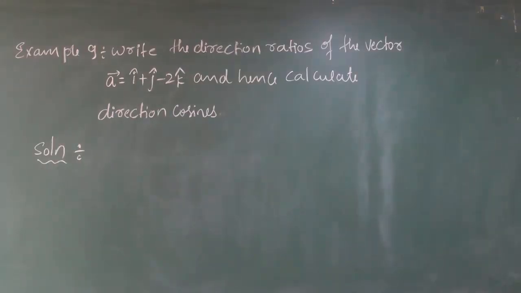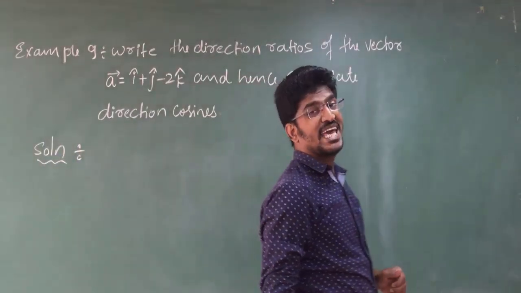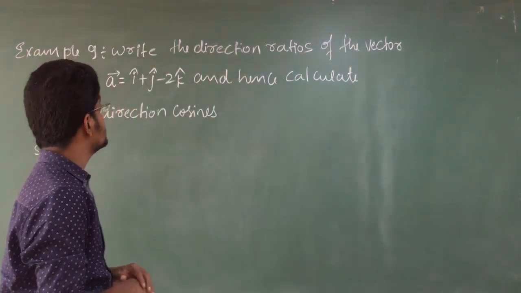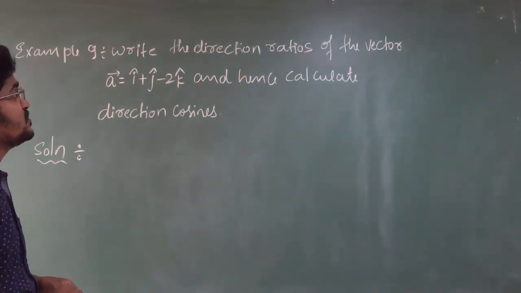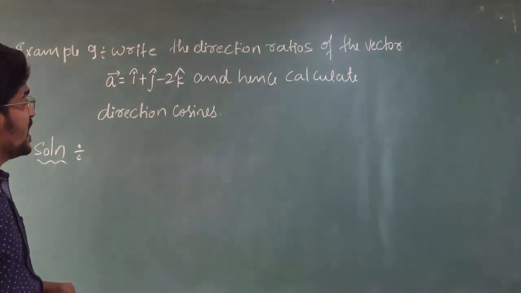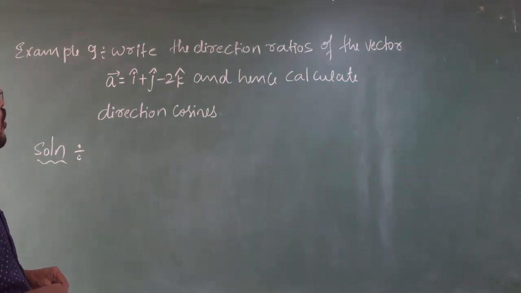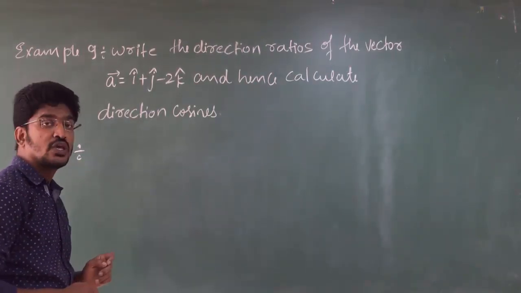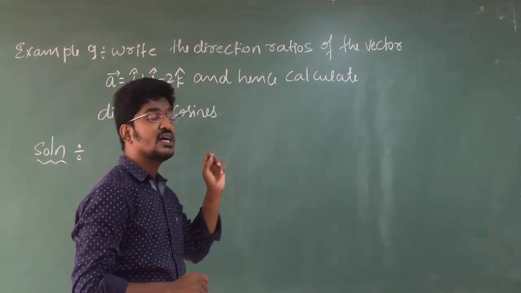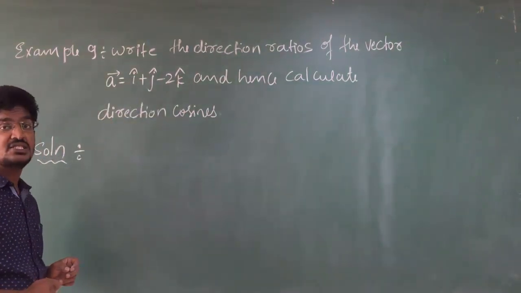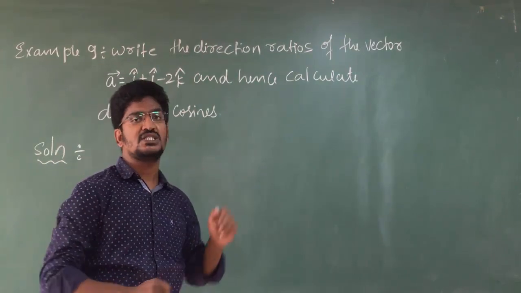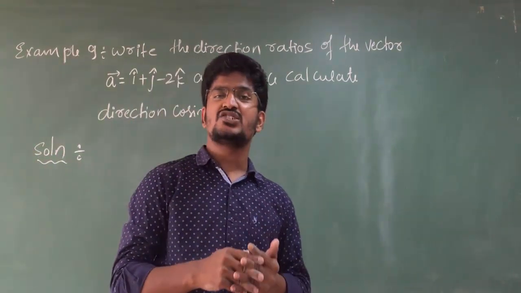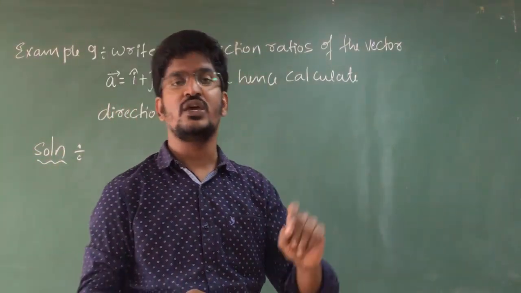Okay, students. So now let us solve the example 9. Clear? Here what they are asking? They are asking, write the direction ratios of the vector A equal to i cap plus j cap minus 2k cap, and hence calculate direction cosines. Clear? Okay. You must have an idea of direction ratios and direction cosines of the given vector.